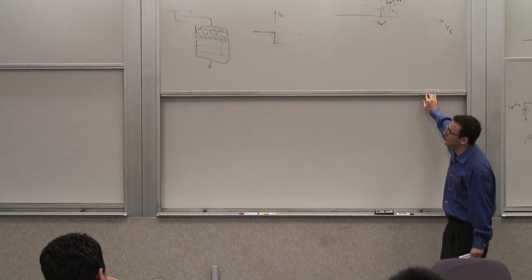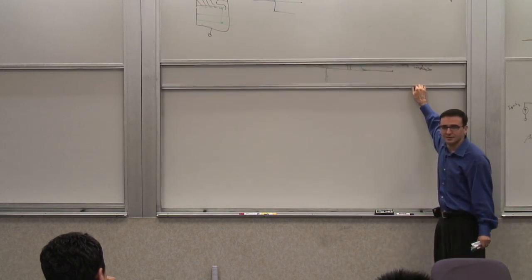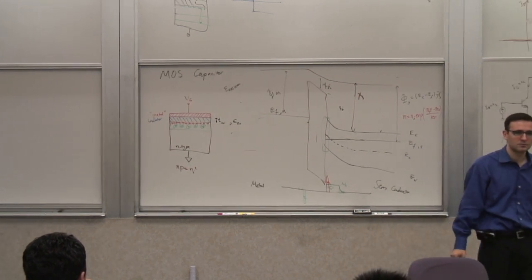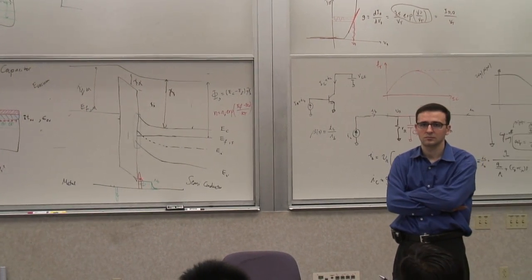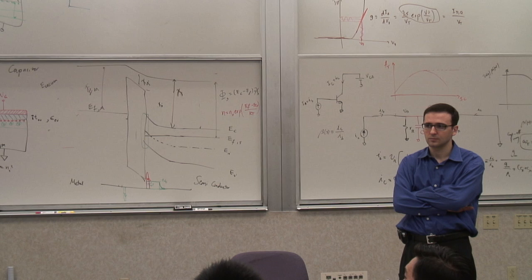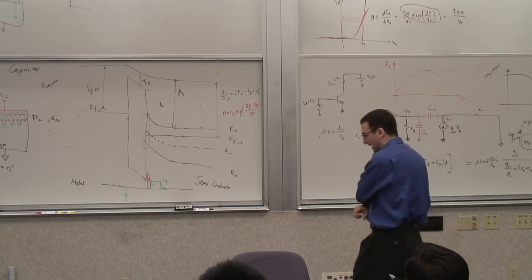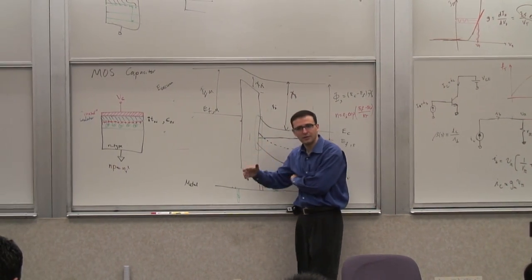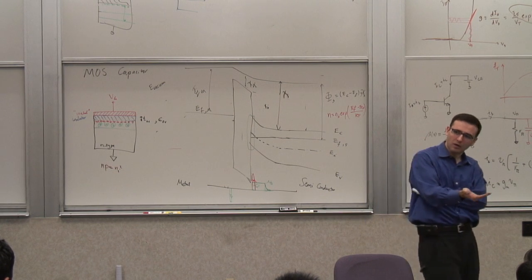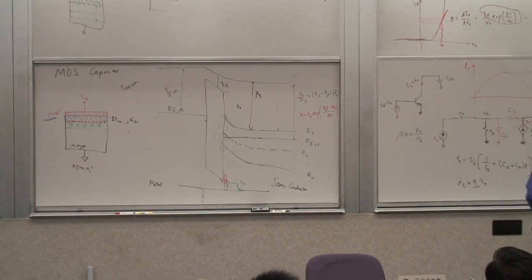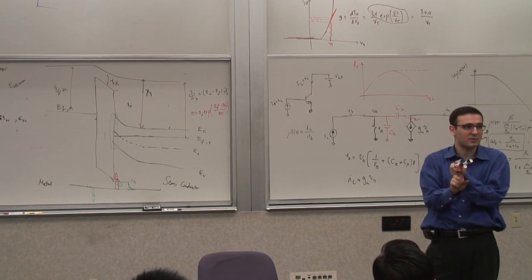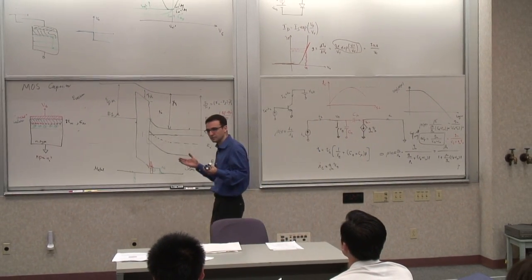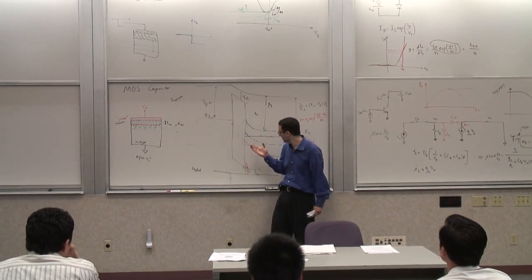Now, one more thing. If I were to define an onset, a threshold for when the inversion happens, how would you define it? When would you say the inversion occurs? Well, when the EI and EF cross together. Right. So, as soon as these cross, the inversion has started to happen. But at that point, do I have a whole lot of inversion charge? No. When EI and EF are on top of each other, what I have is an intrinsic piece of semiconductor. So that's what we call the onset of weak inversion. What you just defined is a valid definition. It's the onset of weak inversion.